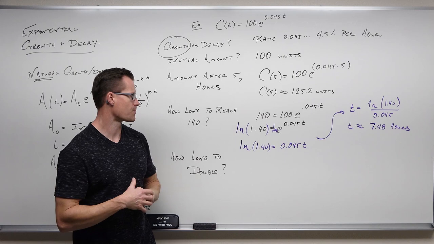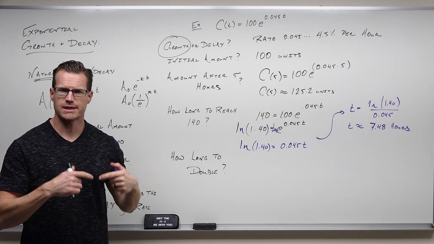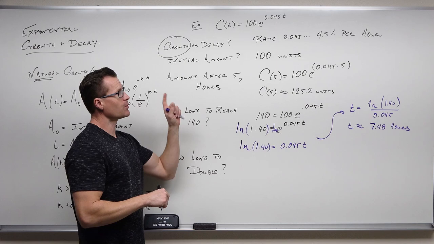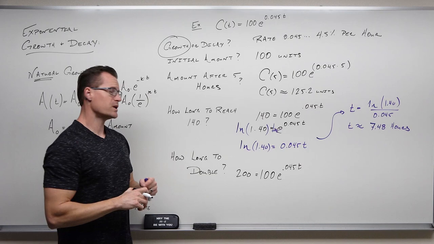Okay, last one. This is just like doing our continuously compounded interest. If we're going to double something and we actually know how much we start with, then we're going to deal with the same exact idea. Doubling means multiplying by 2. When we divide, we're not going to get 1.4 like we did. We're going to get exactly 2. So let's see how that plays out. How long to double this? Well, if I start with 100, doubling would be 200.